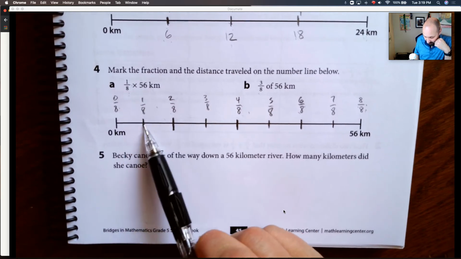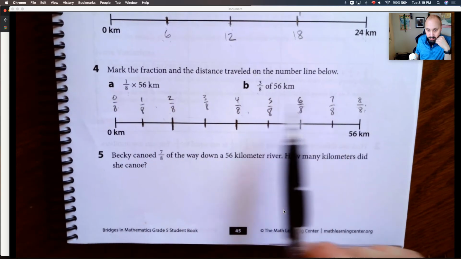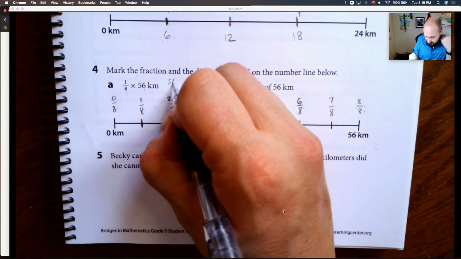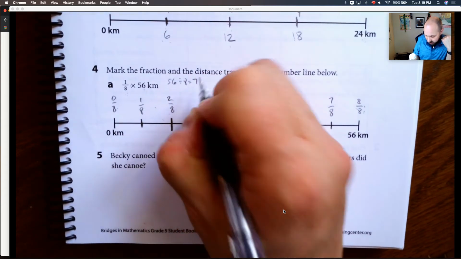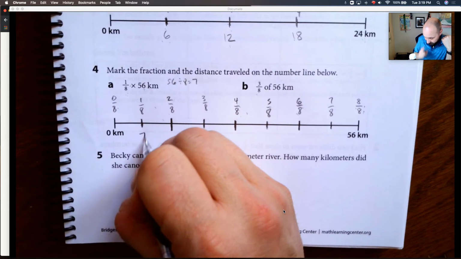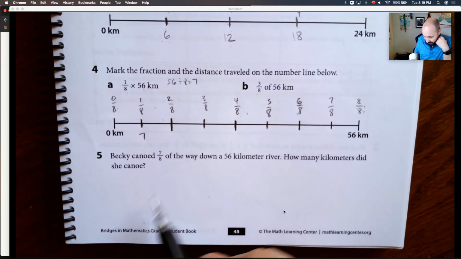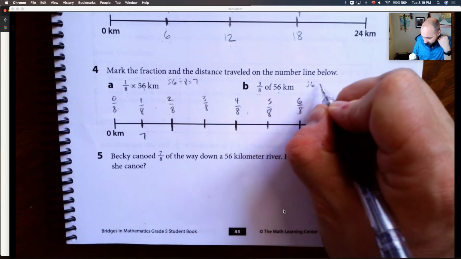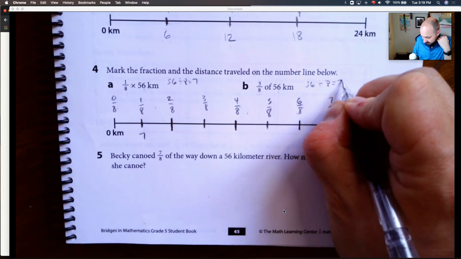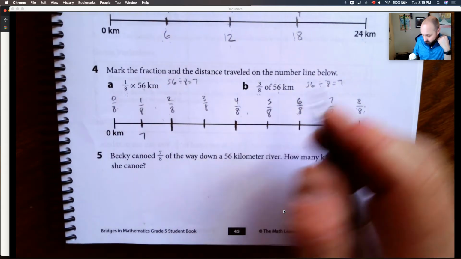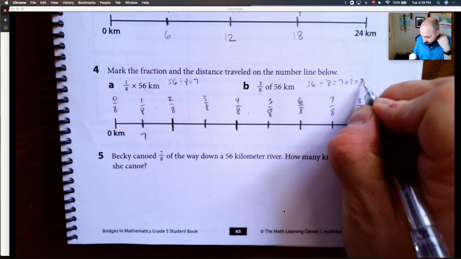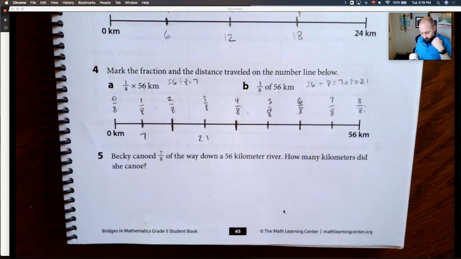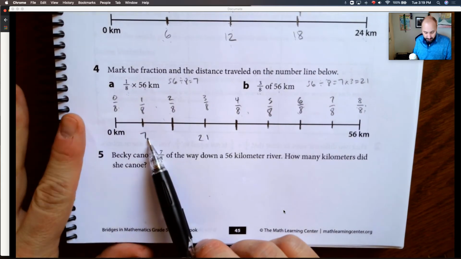So 1/8 of 56, which is this part right here. So we have everything marked. 1/8 of 56. Remember, it's 56 divided by 8 equals 7. So it's 7 kilometers. And then 3/8 of 56, just like we did up top, is the same as saying 56 divided by 8 is 7. And then times the numerator, 7 times 3 is 21. So 3/8 is 21.